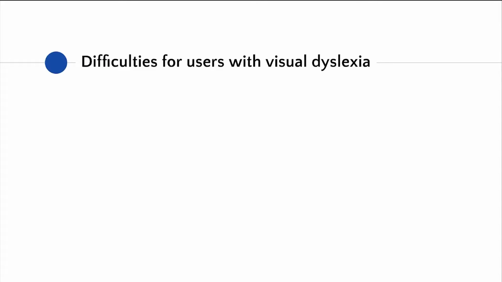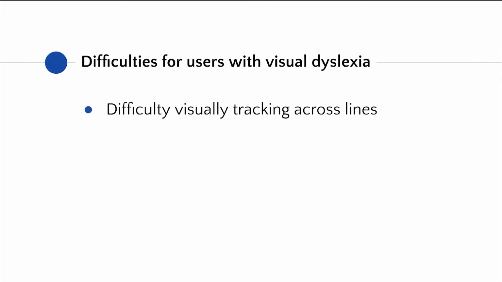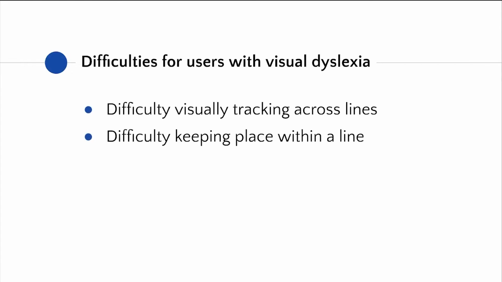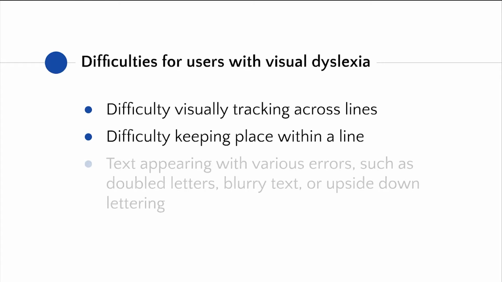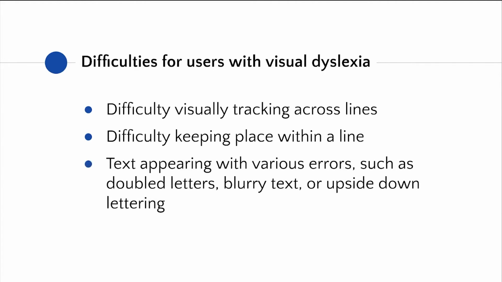The primary difficulties that users with visual dyslexia face are difficulty tracking across lines of text, difficulty keeping their place within a text, and portions of text appearing with various errors, such as double letters, blurry text, or even upside-down lettering. These issues can be exacerbated by poor website design. While there is no singular solution to these problems, we can still help by removing all potential barriers to comprehension.